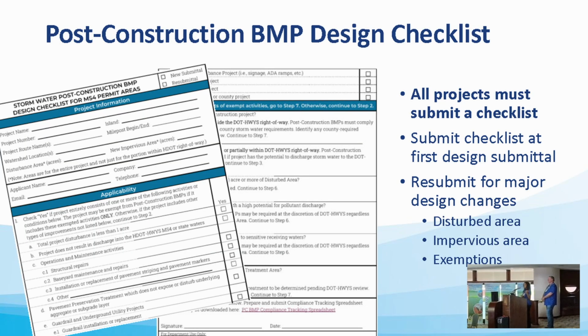So this is what a post-construction BMP design checklist looks like. The first part is the applicability part, which basically runs you through the list of exemptions. It's pretty self-explanatory, and you can run through it. If you have any questions, you can always ask us. The project proponent, typically either the designer or contractor, fills this out and submits it to the DOT. If it's a private project, whoever the private project proponent is provides it.